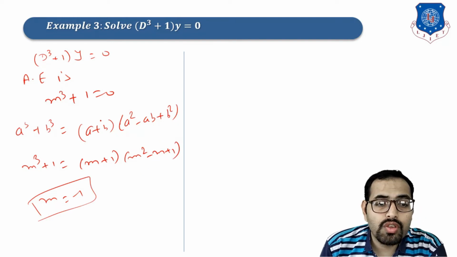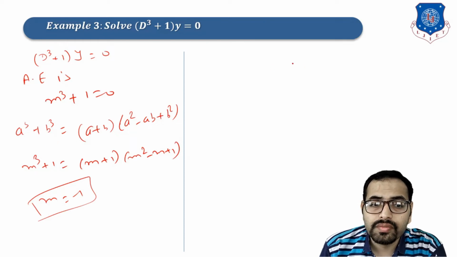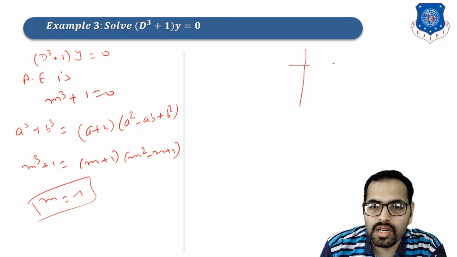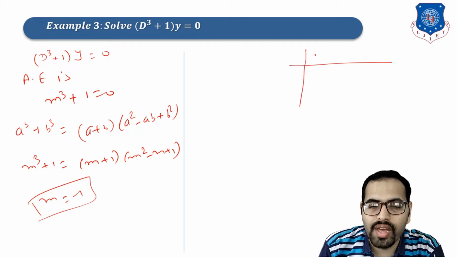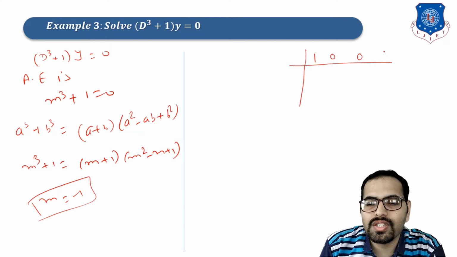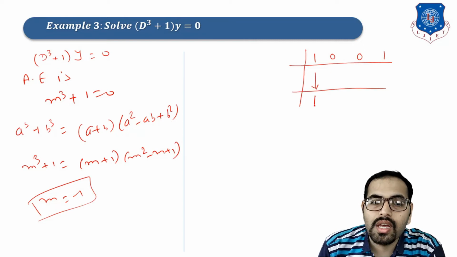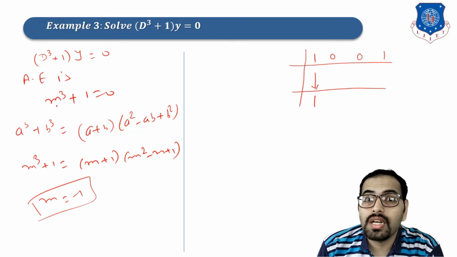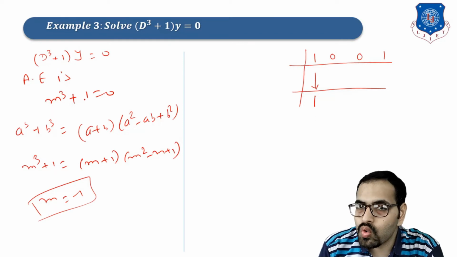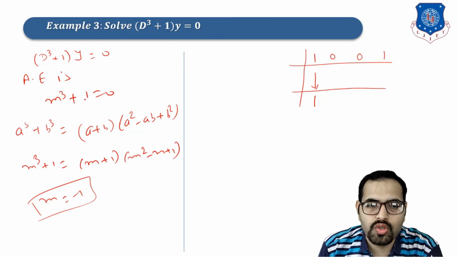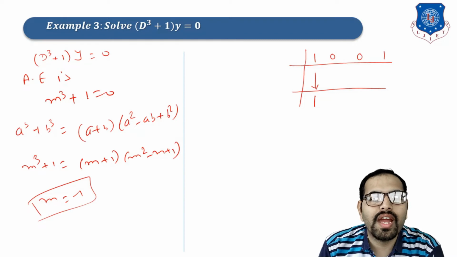Suppose you forgot the formula for a cube plus b cube, then how can we find the factors? With the help of the remainder theorem, substitute the coefficients of m: here 1, then m square has 0, m has 0, then the last constant term 1. The first value is kept as it is. In this auxiliary equation, use the trial and error method. First substitute 1, then minus 1, 2, minus 2, 3, minus 3 and so on, and at some particular point we get 0.